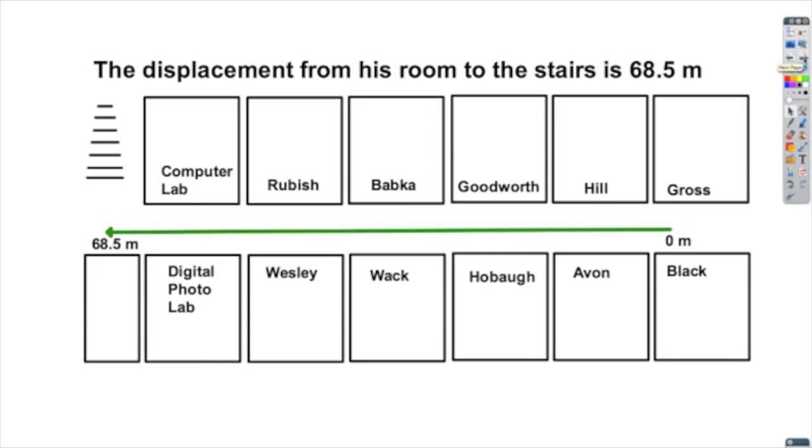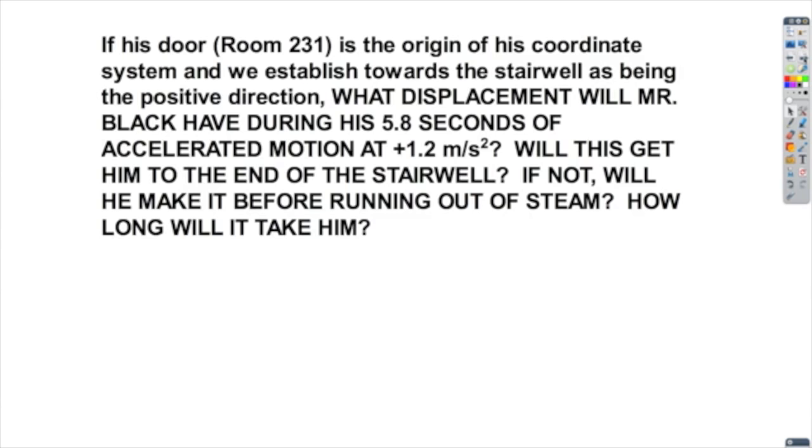One other fact, the displacement from my room to the stairs is 68.5 meters. So we have some other details to this problem, and here's what we're going to solve. If my door, room 231, is the origin of this coordinate system, we establish towards the stairwell as being the positive direction. What displacement will I have during my 5.8 seconds of accelerated motion at 1.2 meters per second squared? Will this get me to the end of the stairwell?